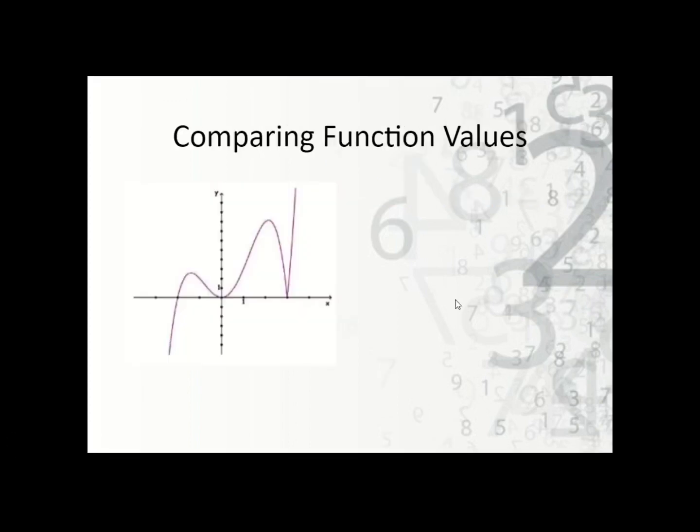Now let's take a look at how we can compare function values. This question says, is h of 1 greater than h of 2? If we find where x is 1, which is here, is that greater than when it's 2, which is here? Well, we can see that this spot is higher, so that is not true. So no, h of 1 is less than h of 2.